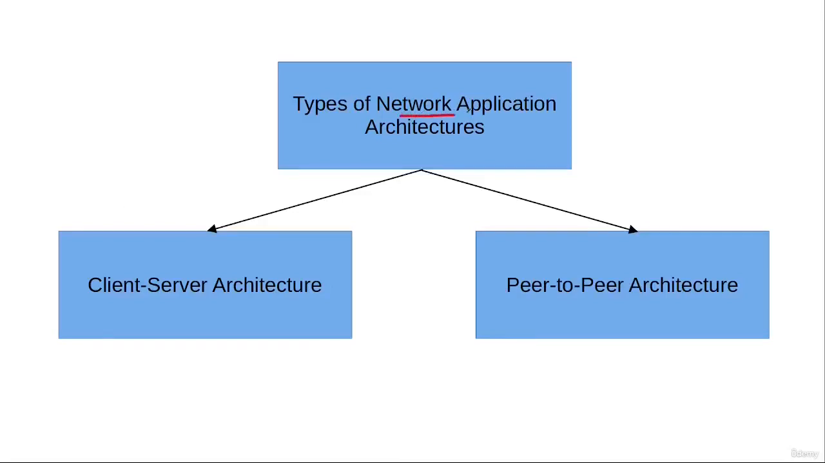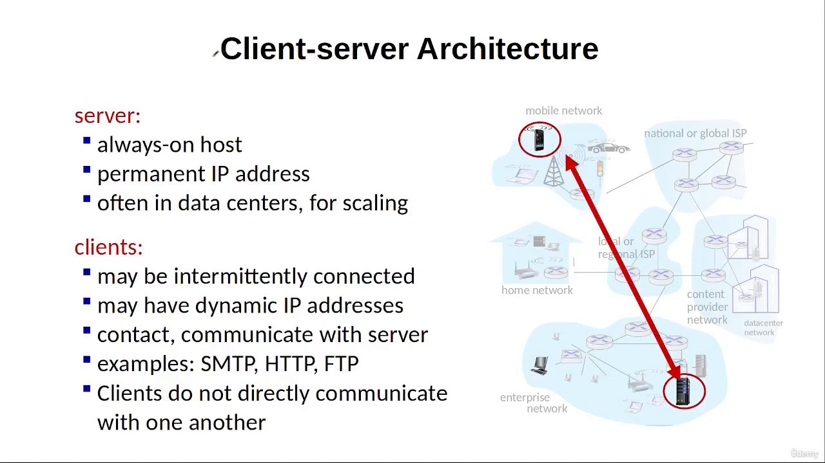Now, these network applications can have two types of architectures. A network application can be based either on the client-server architecture or it can be based upon the peer-to-peer architecture. Now, first we discuss the client-server architecture.